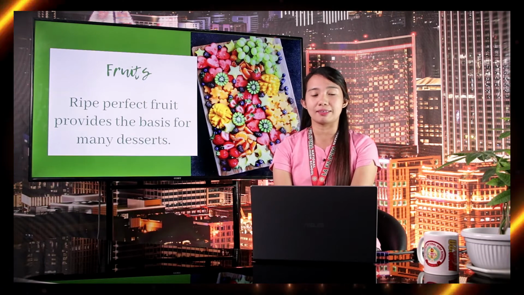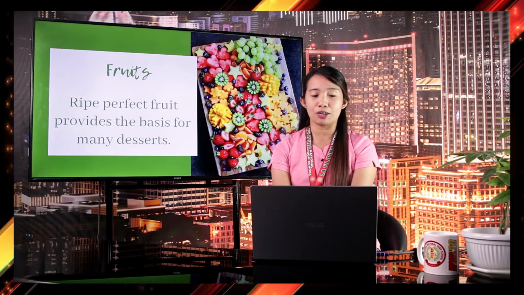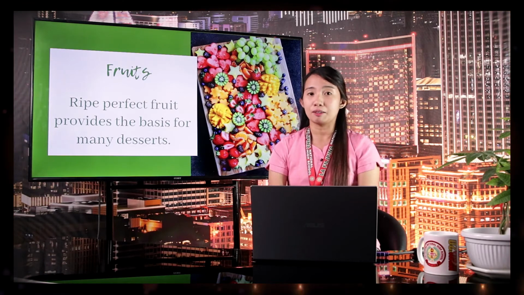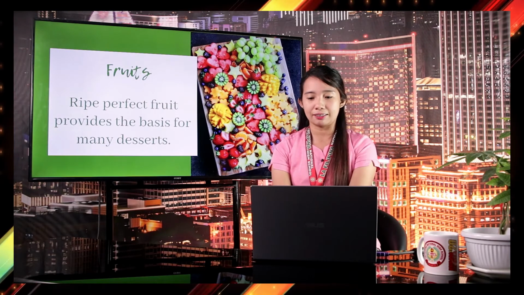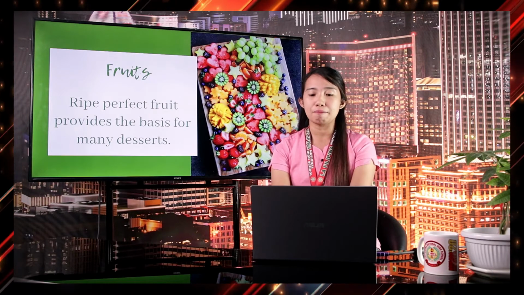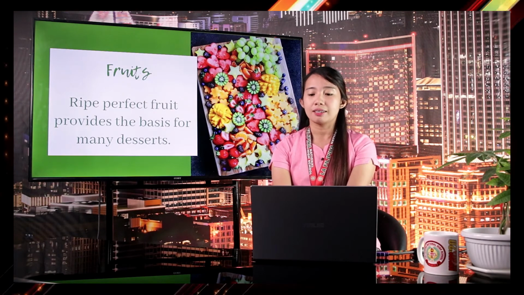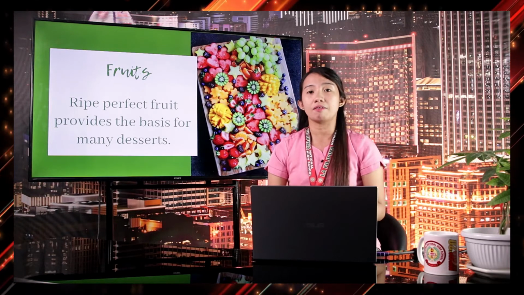Next, fruits. Ripe, perfect fruit provides the basis for many desserts. With very little effort needed, you can make a very attractive, colorful display of your desserts. So, fruit may be pureed, baked, or poached, and can then be used for pies, souffles, and puddings. We even make fruit salad.